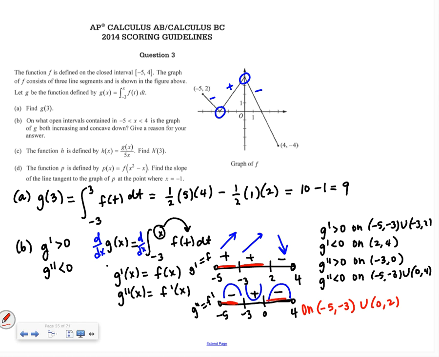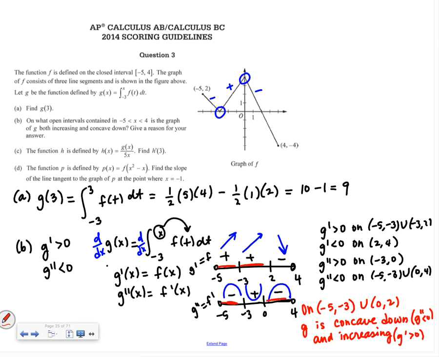So I'm going to say on -5 to -3 and also 0 to 2, G is concave down and increasing, because G double prime is less than 0 and G prime is greater than 0. So you can write those in if you would like. Okay, so those are the explanation, and that would be enough to give a reason for your answer.